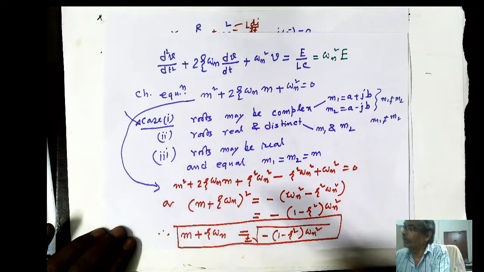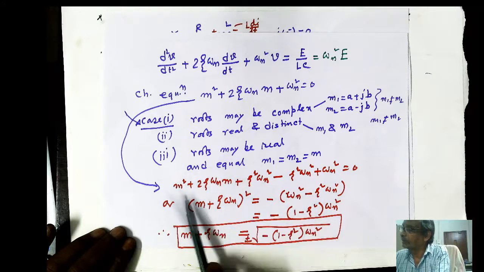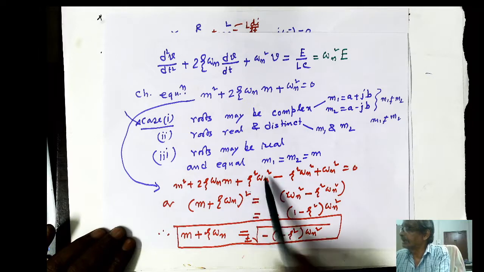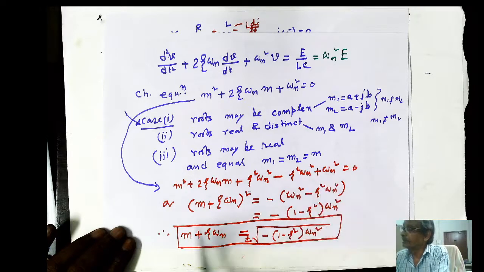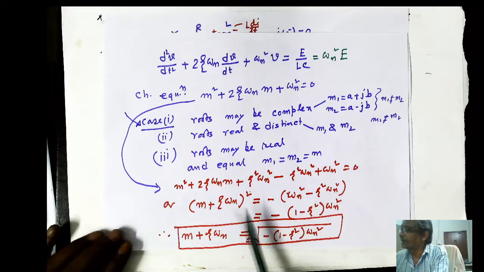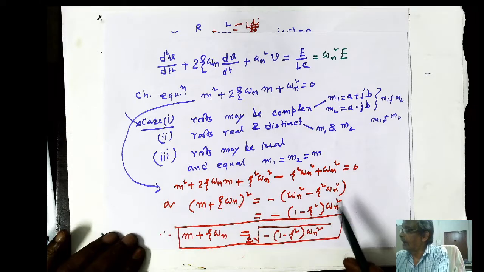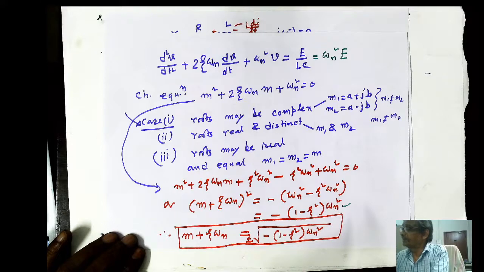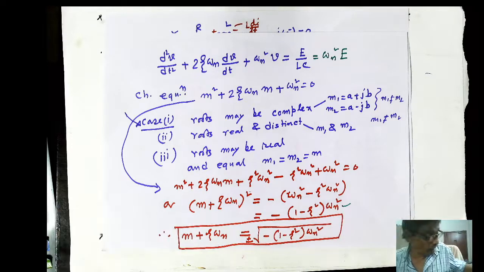So you just manipulate this equation, make it a perfect square by adding zeta square omega n square and subtracting the same term. So m plus zeta omega n whole square, you translate it to this side and you get this equation. M plus zeta omega n.